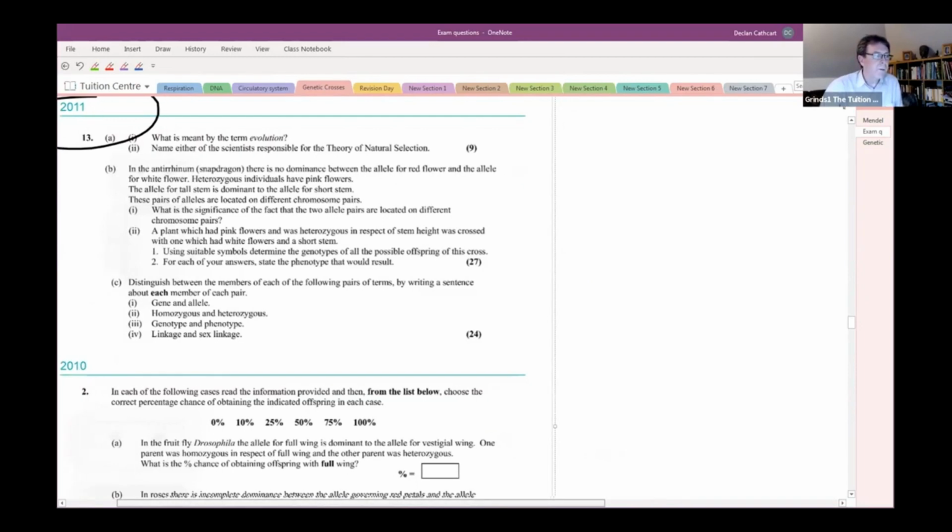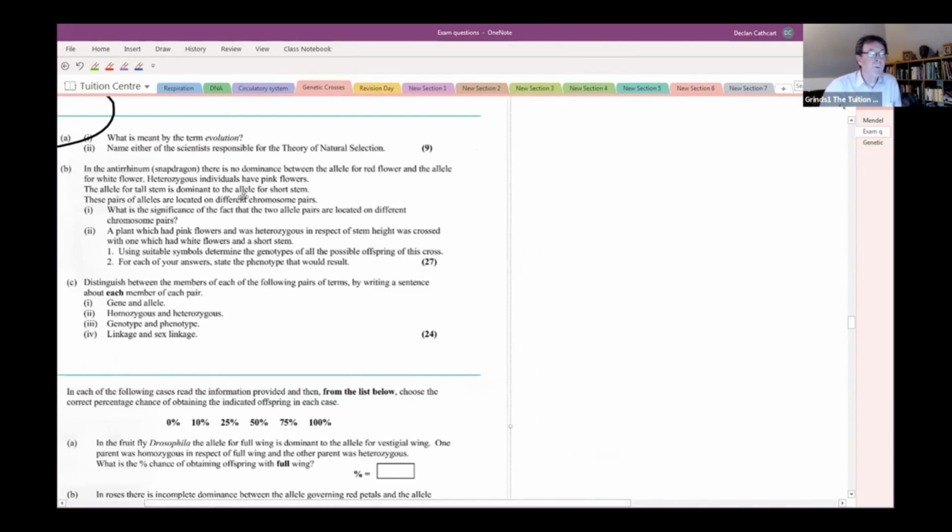So what you're also told is that the allele for tall is dominant to the allele for short. So that's the normal classical Mendelian dominant recessive situation, right? And then what the question says is, what's the significance of the fact that the two allele pairs are located on different chromosome pairs? It tells you that in the question. Why is that important is what the question is asking.